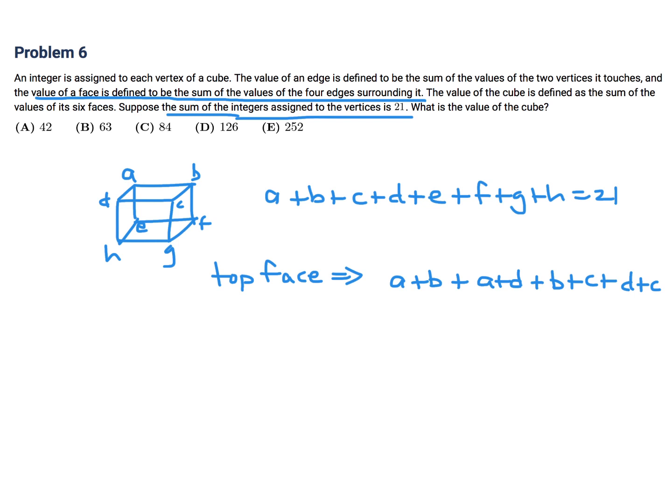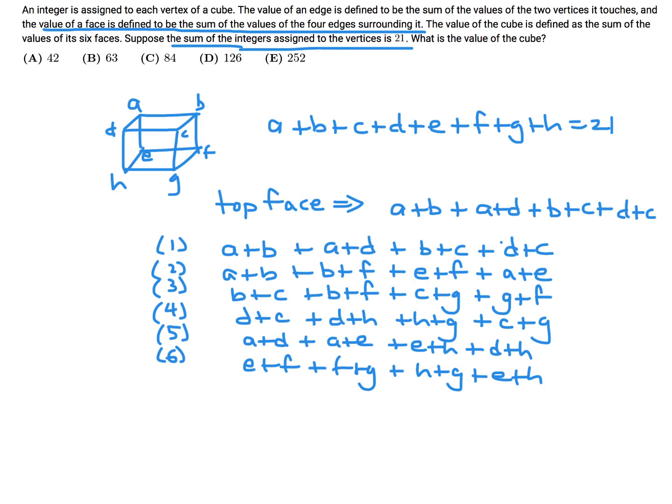So the value of the entire cube would be the value of all the 6 faces. So we'll have 1, 2, 3, 4, 5, 6 faces, and I'll write them all out, and then I'll come back to you. So that is the big long way of doing this question. I probably could do it a little bit faster, but I wanted to explain it thoroughly.